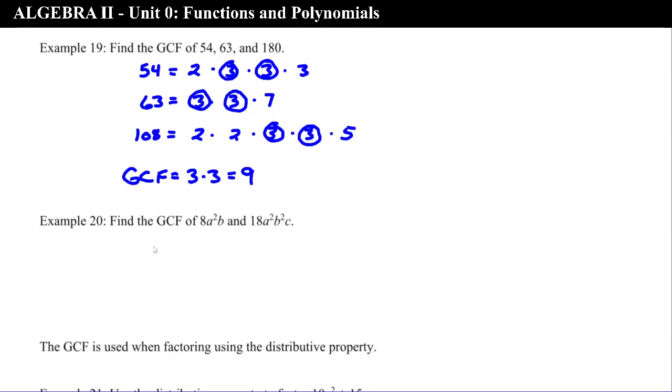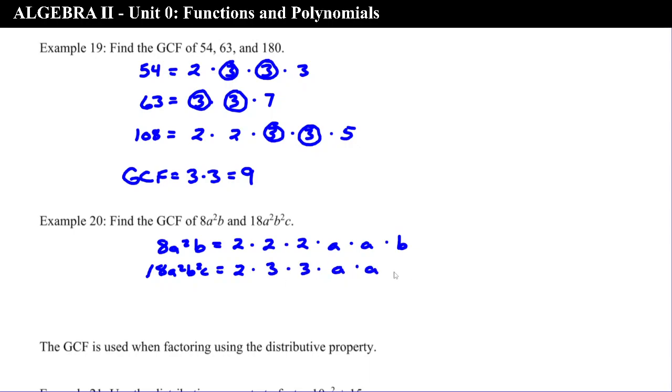For example 20, let's break down these two. And now we're throwing in some variables. We've got 8a squared b, and we've got 18a squared b squared c. Well, 8a squared b can be broken down into 2 times 2 times 2 times a times b. And then 18a squared b squared c can be broken down as 2 times 3 times 3 times a times a times b times b times c.